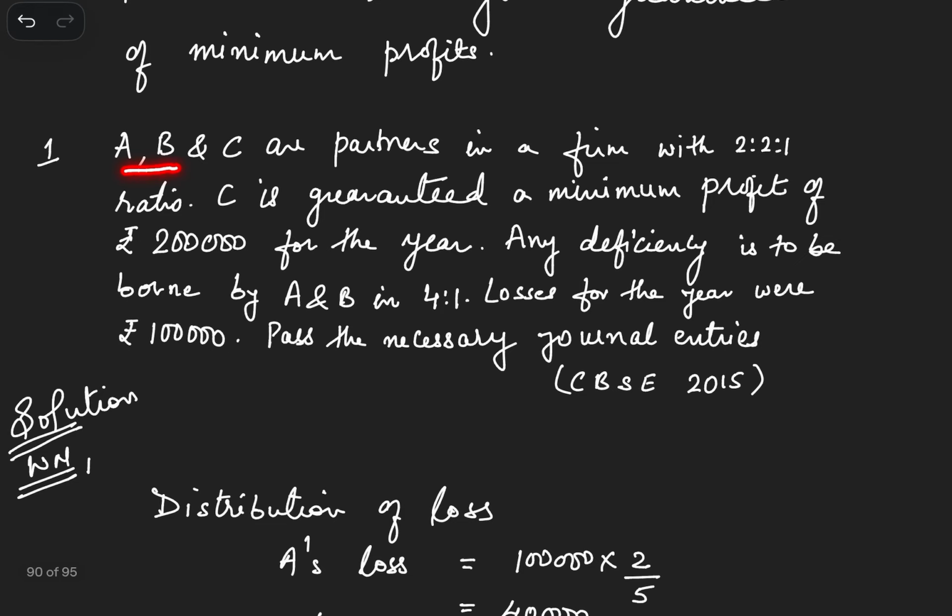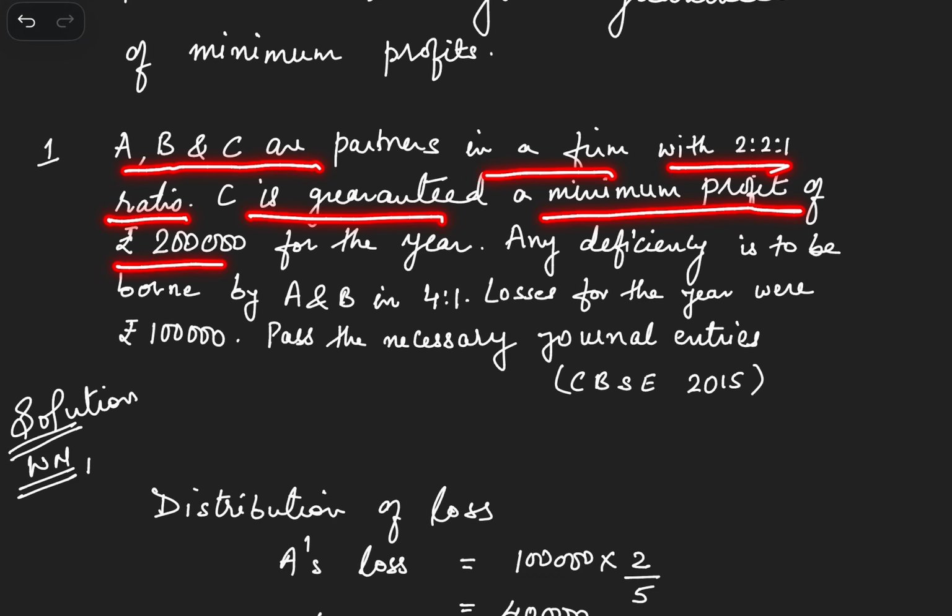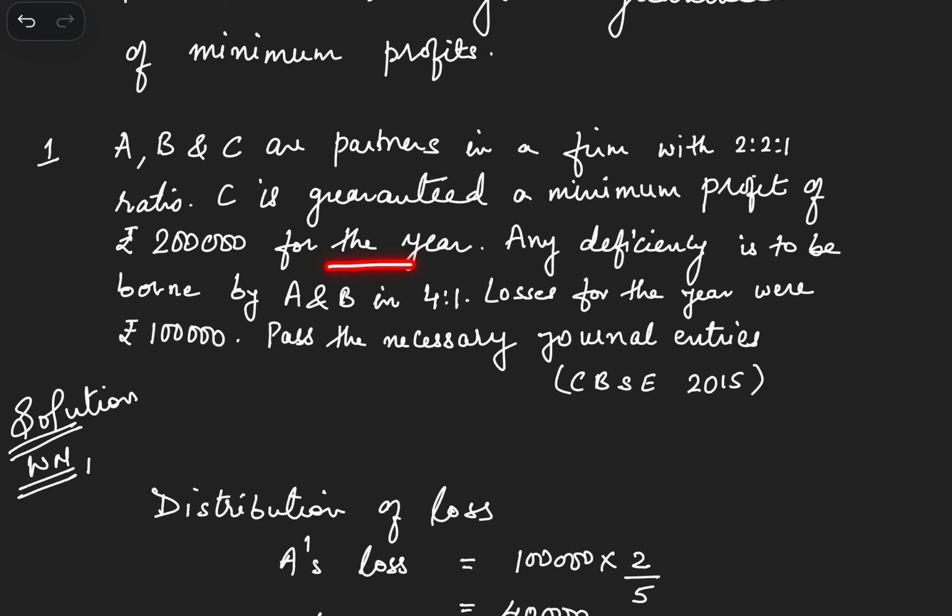Suppose A, B and C are partners in a firm with 2:2:1 ratio. C is guaranteed a minimum profit of rupees 2 lakh. For the year, any deficiency is to be borne by A and B in 4:1 ratio. Losses for the year were rupees 1 lakh. Pass the necessary journal entries. This question was asked in CBSE 2015.